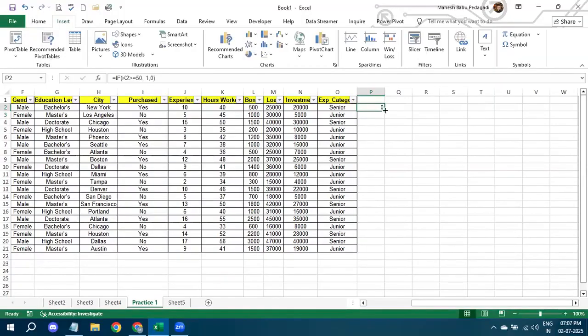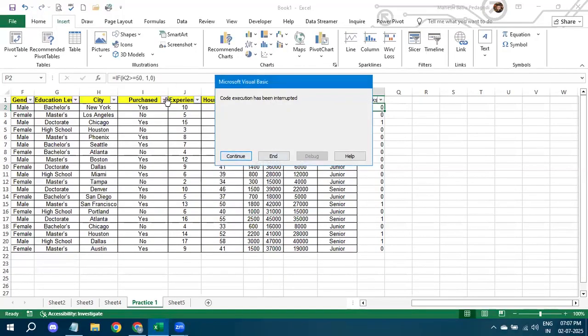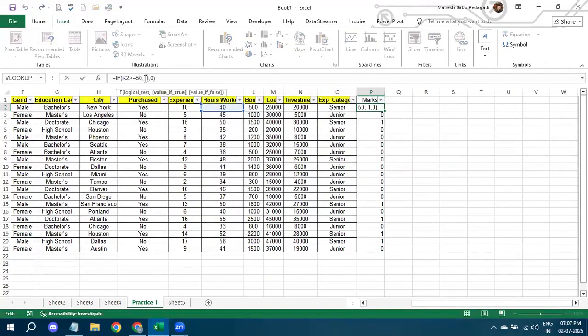This is the condition, marks condition. Now you want to see 1 with pass and 0 with fail. You can mention it straightforwardly over here. Instead of 1, in the quotes, mention pass.